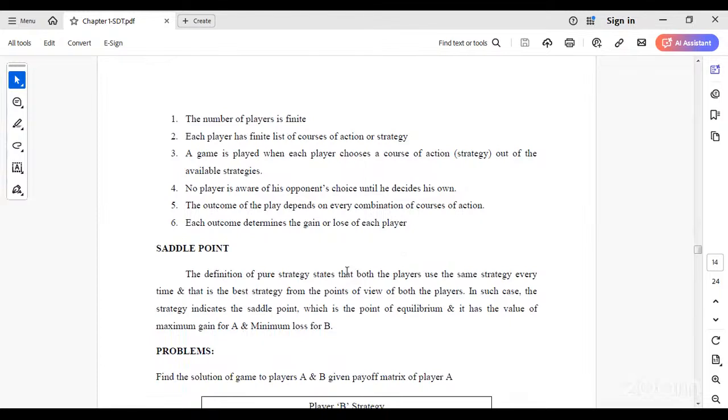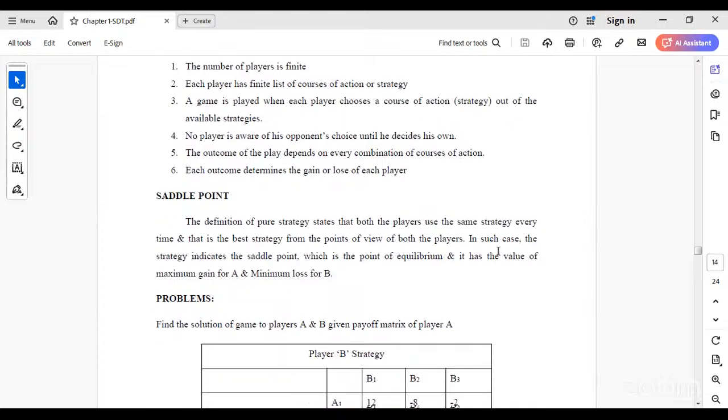Then over here is the saddle point. The definition of pure strategy states that both the players use the same strategy every time, and that is the best strategy from the point of view of both the players. In such a case, the strategy indicates the saddle point, which is the point of equilibrium, and it has a value of maximum gain for A and minimum loss for B.